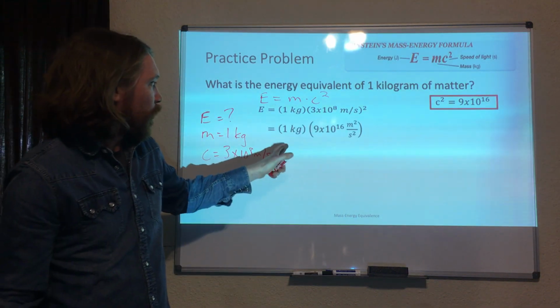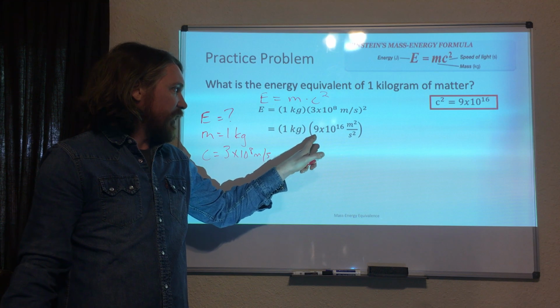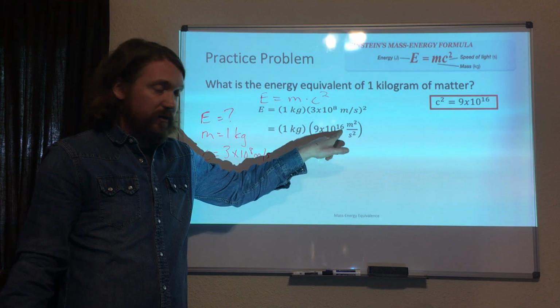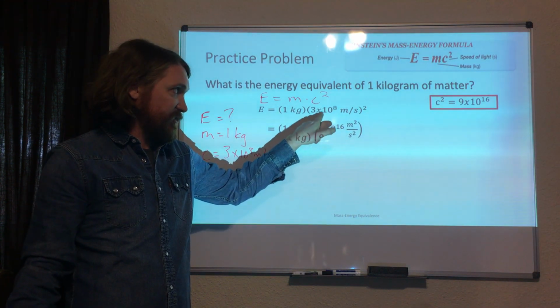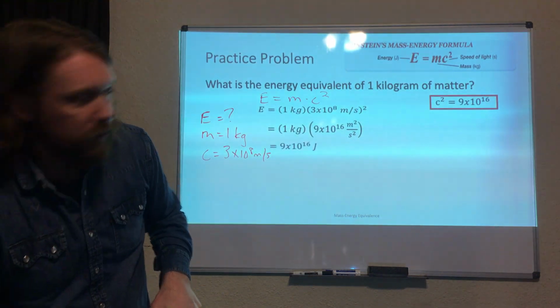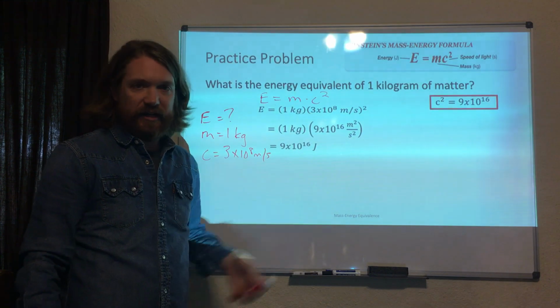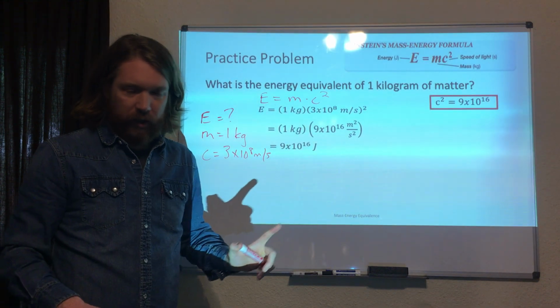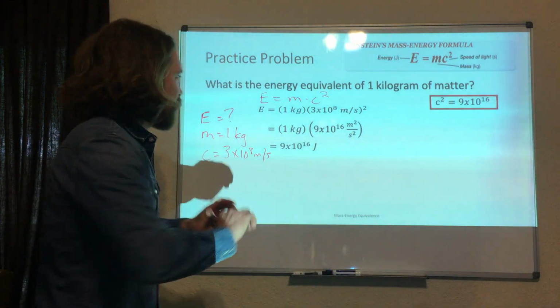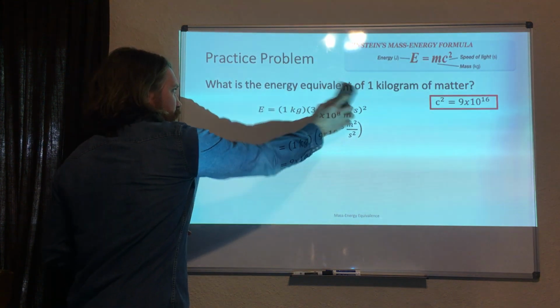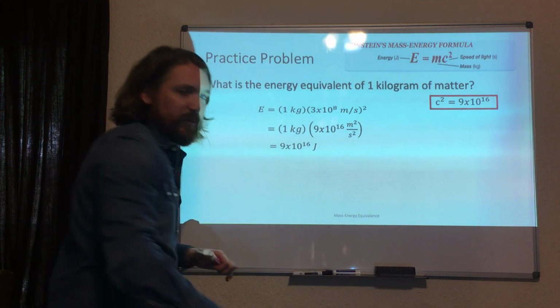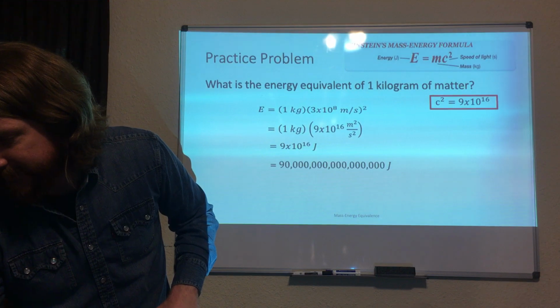So we go through this. This gives us 1 kilogram times 9 times 10 to the 16th. 9 times 10 to the 16th is 3 times 10 to the 8th squared. And that gives us 9 times 10 to the 16th joules, because 1 times anything is itself. All right? I understand you might be scratching your head. I can't see your faces, so I'm going to go over a few more of these. All right?